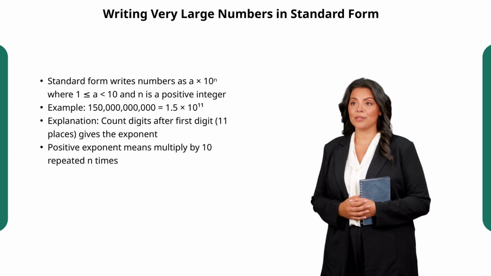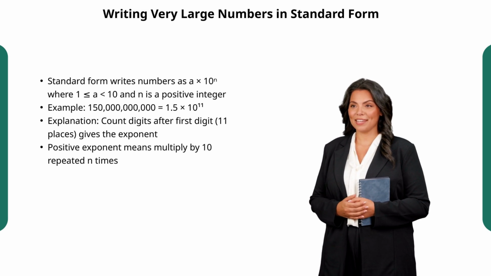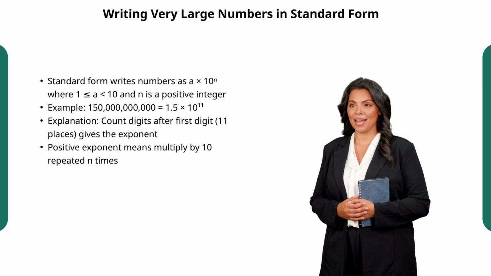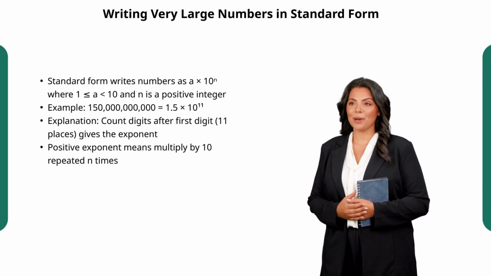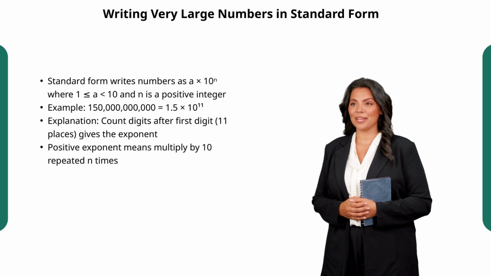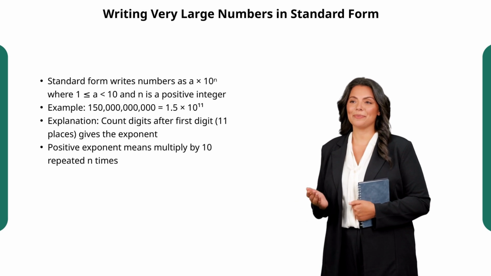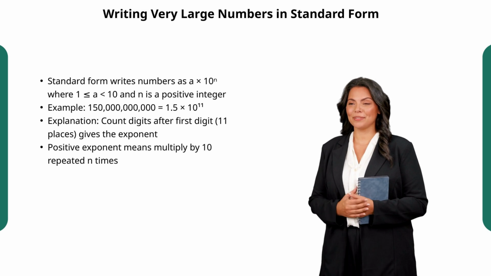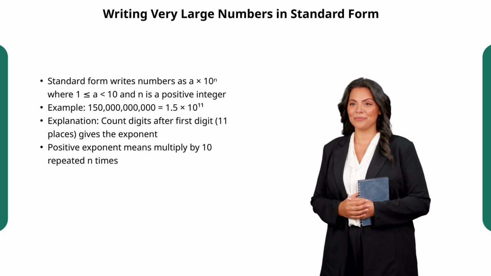Let's get comfortable with writing large numbers in standard form, also called scientific notation. The key idea is to express the number as a times 10 to the power n, where a lies between 1 and 10, and n is a positive whole number. Take 150 billion meters as an example. To write this in standard form, we rewrite it as 1.5 times 10 to the power 11.